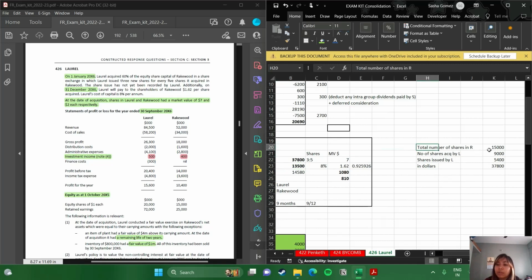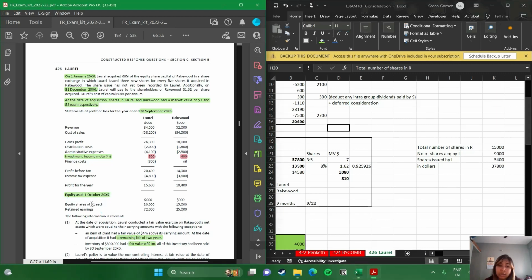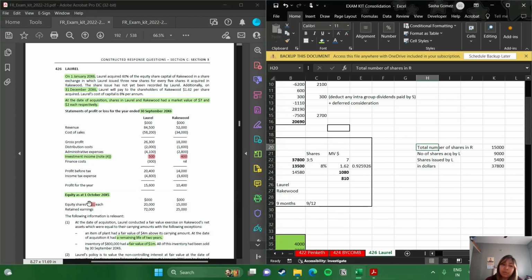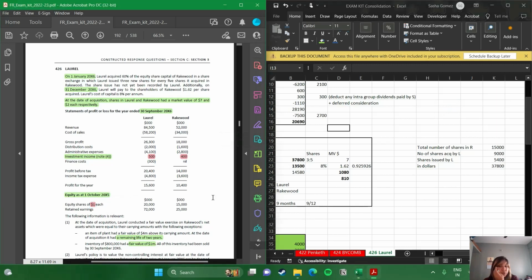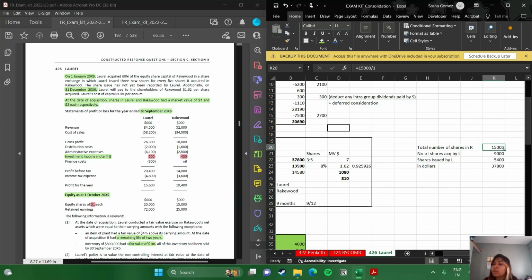Now to find these values, you need to find the number of shares. The total number of shares in the subsidiary, that is Rakewood, usually they'll give you equity shares of $1 each. So 15,000 divided by $1 each. If it was, say, equity shares of 25 cents, then it would be 15,000 divided by 0.25. But since it's $1, you get 15,000, which is your number of shares in R, that is your subsidiary.